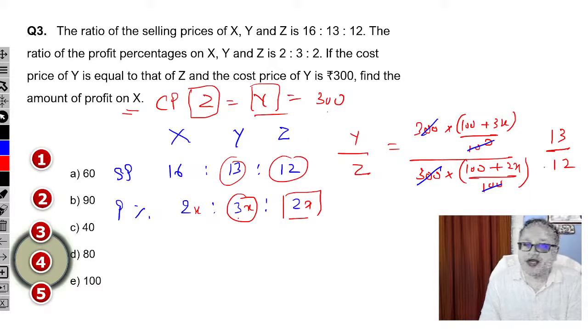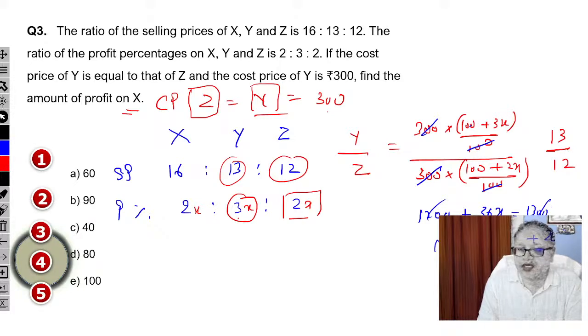Okay, so how do we do it here? 12 into 100, that's 1200, plus 12 × 36x, is equal to 1300 plus 2x. Now you notice that here this 300 gets cancelled, and this 100 gets cancelled. So 10x is equal to 100. x is equal to 10. You got the value of x.